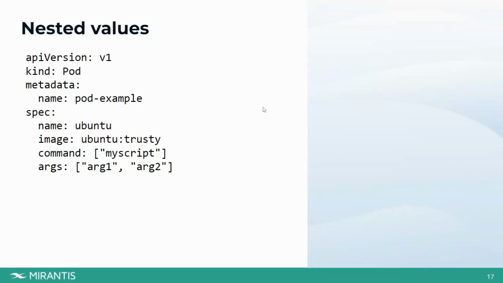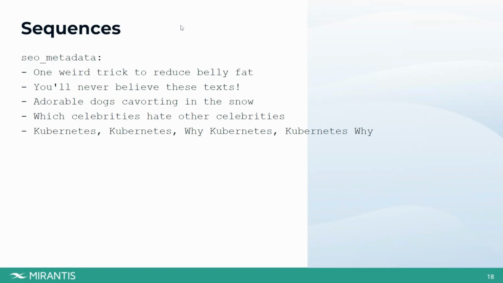Moving right along. Sequences. Sometimes what you have is a group of individual values. So for example, in this case, we have a name and then a group of values, or a sequence, sort of like a list. And it's this dash that indicates each one. You can indent the dash. You don't have to indent the dash, as you can see here.